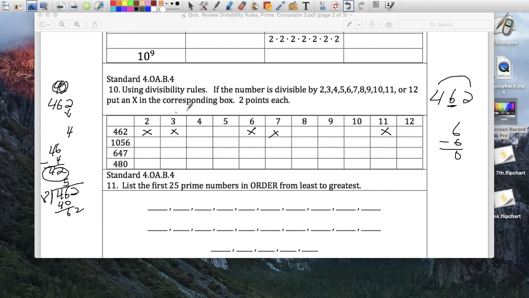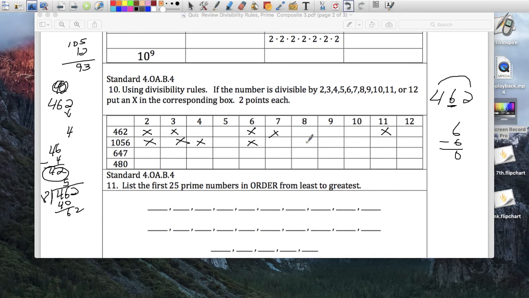For 12, did it work for 3 and 4? It worked for 3, but not for 4, so 12 is definitely no. 1056, yes, yes, because it adds up to 12. 4, yes. 5, no. 6, yes, because it worked for 2 and 3. 7, 105, so double the last one. 6, double that is 12. I'll subtract that from 105. I get 93. Is that divisible by 7? No. So 7 is a no.